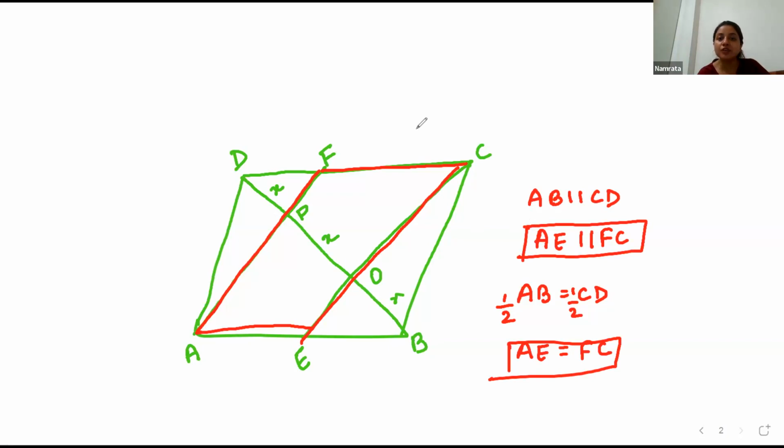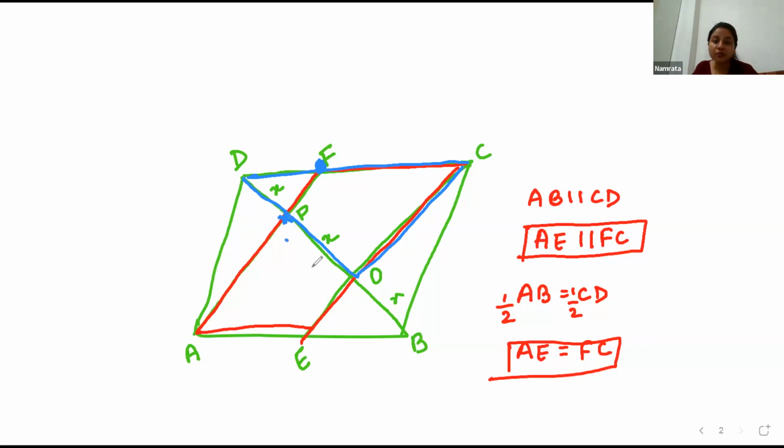Now, once we have shown that it's a parallelogram, we will focus on this blue triangle. F is the midpoint, we already know. PF is parallel to OC, because parts of parallel lines will be parallel to each other. OC and PF are parts of the red parallelogram. Can you see the red parallelogram? So they must be parallel to each other. So PF is parallel to OC. F is the midpoint, hence P will also be the midpoint, right?